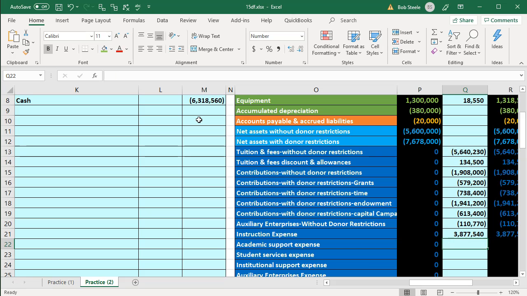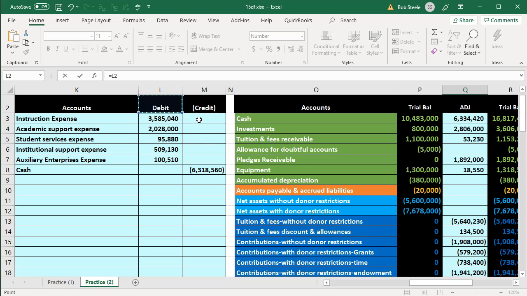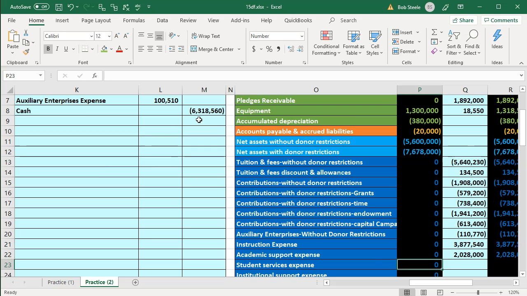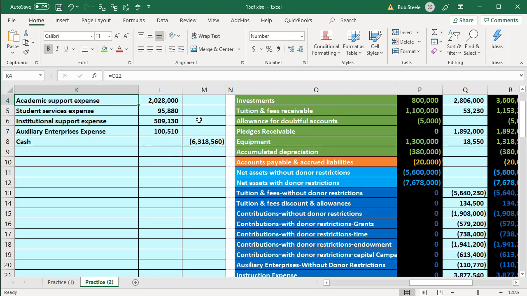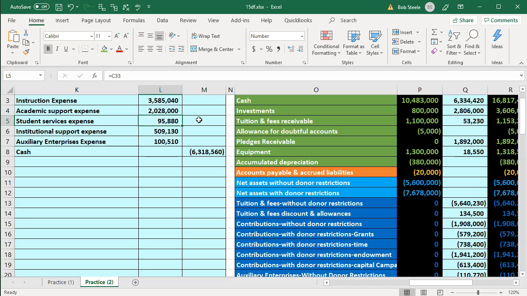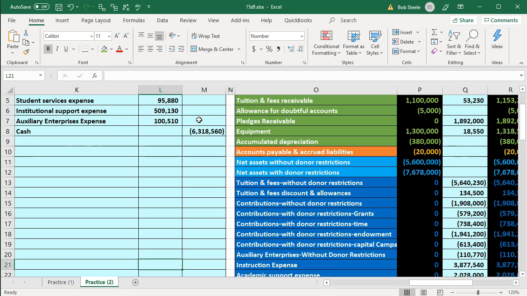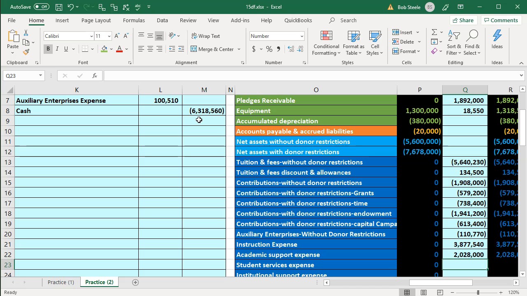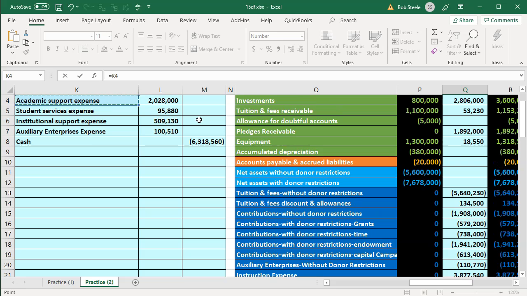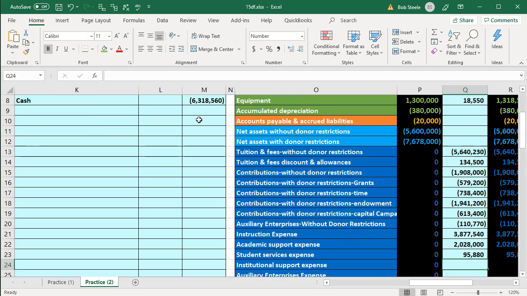I'm in cell Q22. Q22 is going to say equals. Scrolling back up for the academic support expenses. This one, 2,028,000, and enter. And then we're looking for, I believe, the student services, the 95,880. Let's pick that one up. Student services is going to be right here in Q23 equals. Scrolling back up. Student services, the 95,880, and enter.